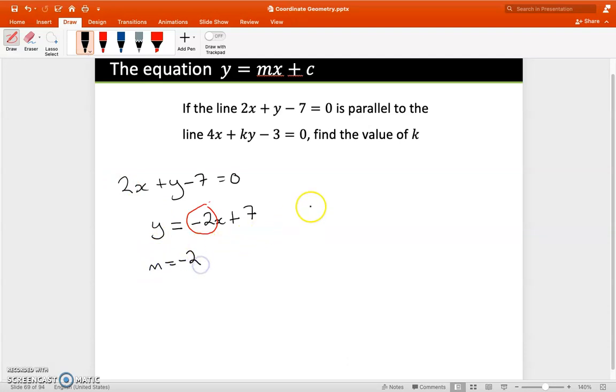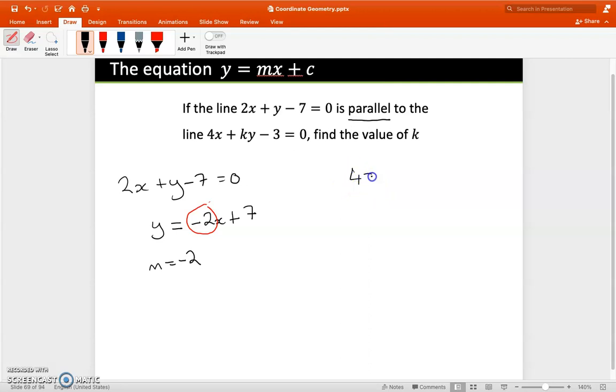is minus 2. So that's going to help us later, because if two lines are parallel, what does it mean? It means that they have the same slope, okay? So now let's figure out this one. I know there's a k there, but you're still going to apply the same principles.